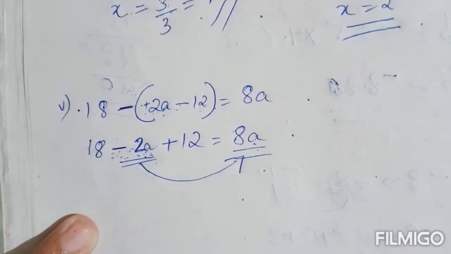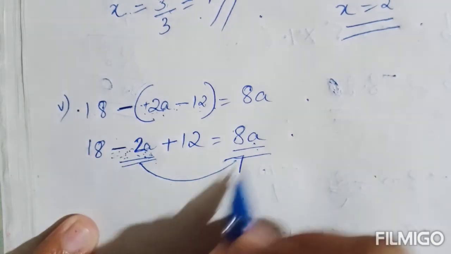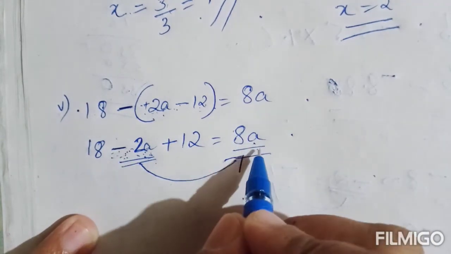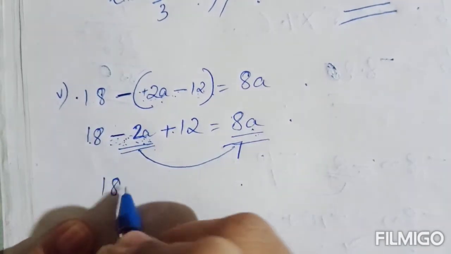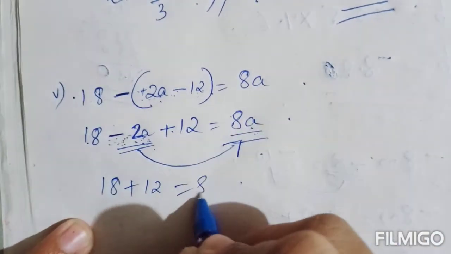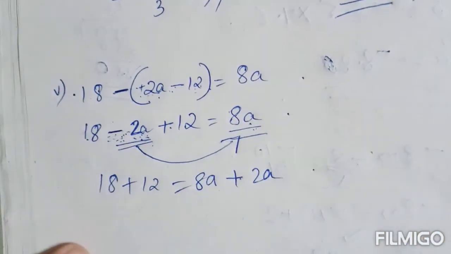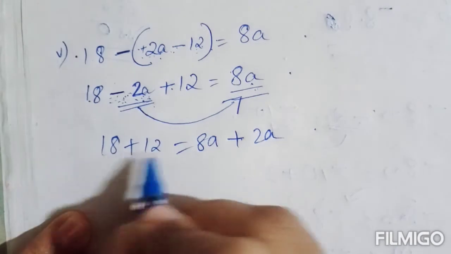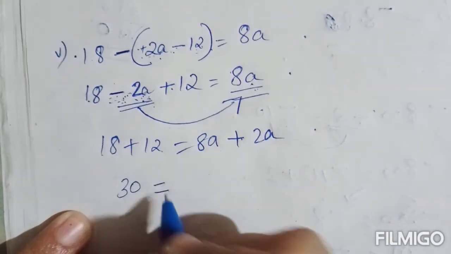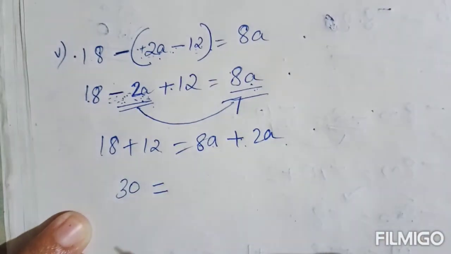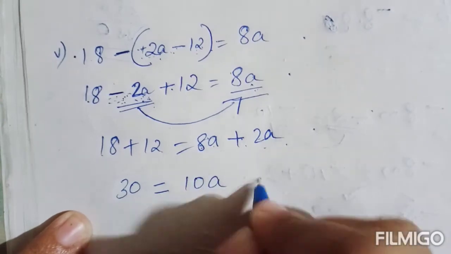Like terms together on one side. Okay, so let us bring this minus 2a to the other side, the right side. So how you can write: 18 plus 12 equal to 8a minus 2a. On taking to the other side it will be plus 2a. Okay. Now 18 plus 12 you can add. It is 30 equal to 8a plus 2a. This also we can add. They are like terms. 8 plus 2 is 10a.